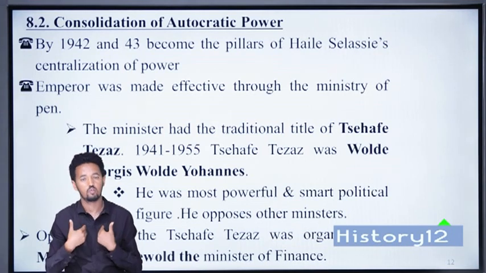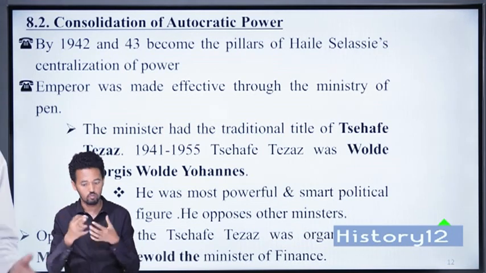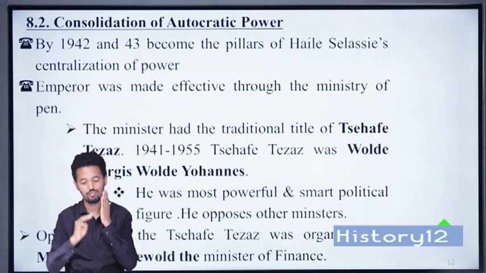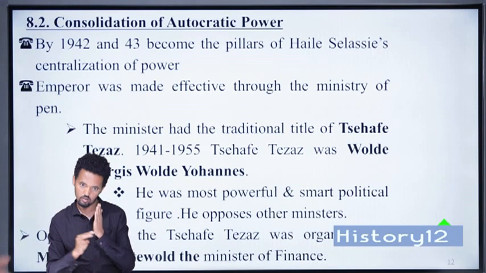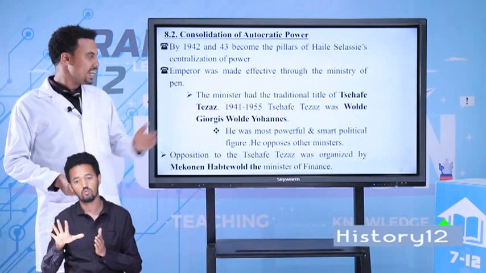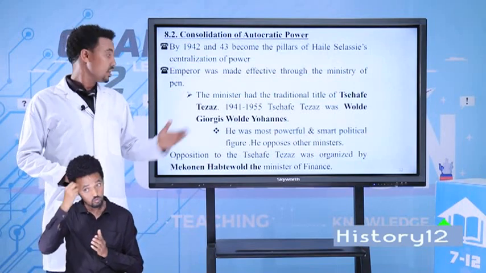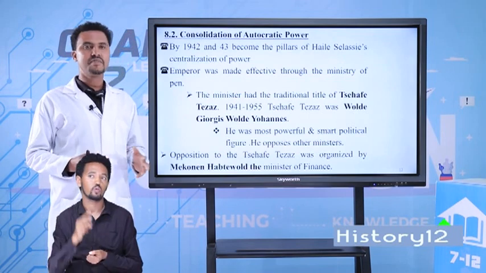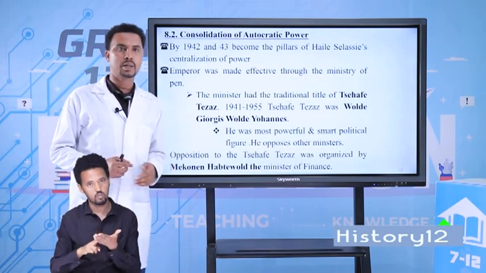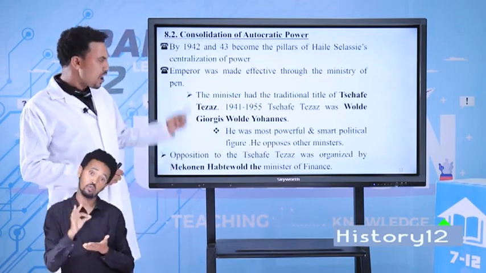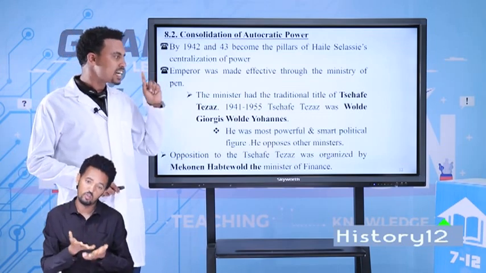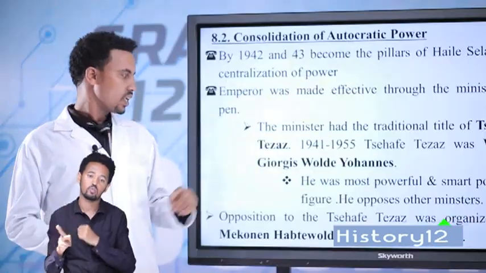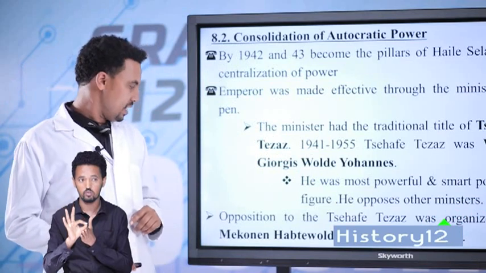The minister had the traditional title of ጸሐፌ ትእዛዝ. The ጸሐፌ ትእዛዝ from 1941 up to 1955 was ወልደ ጊዮርጊስ ወልደ ዮሐንስ. He was ጸሐፌ ትእዛዝ from 1941 up to 1952. He was the most powerful and smart political figure. He opposed the other ministers.